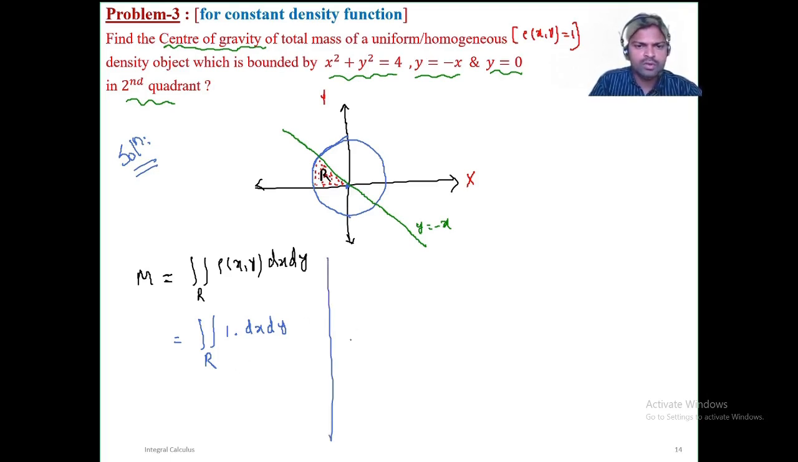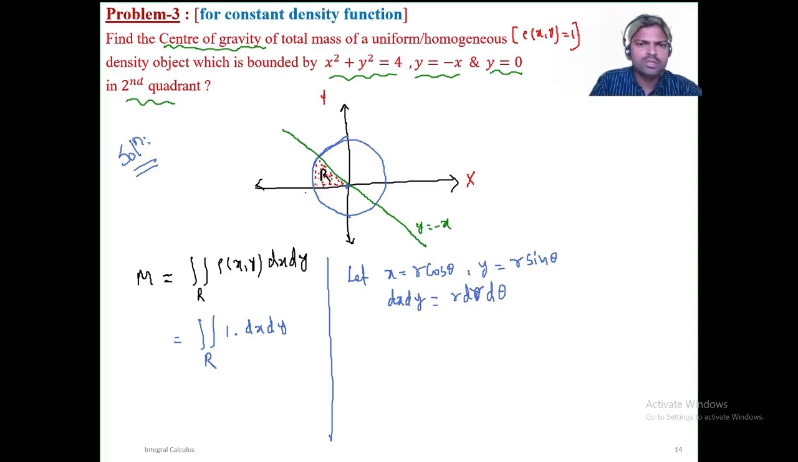So let x is equal to r cos theta, and y is equal to r sin theta. And what is dx dy? Dx dy is r into dr d theta. Or if you don't want to use the polar coordinate system, you can directly evaluate, no problem.